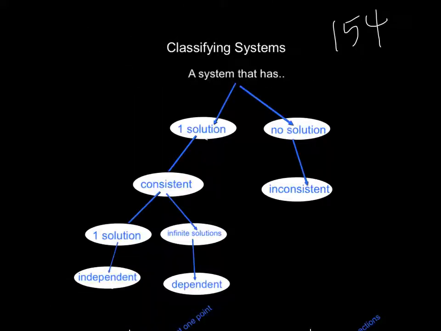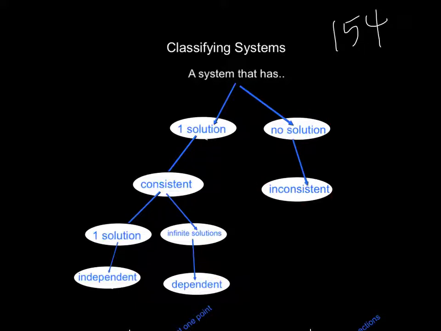So we're on page 154, and the book kind of takes a detour to classify systems. We start off with a system that either has one solution or no solution. The book says that a system that has at least one solution is consistent. If a system has no solution, the system is inconsistent. A consistent system has exactly one solution, and that is independent, and if it has infinitely many solutions, then it is dependent. So to break that down, we have this chart here. One solution again is called consistent, whereas no solution is inconsistent.